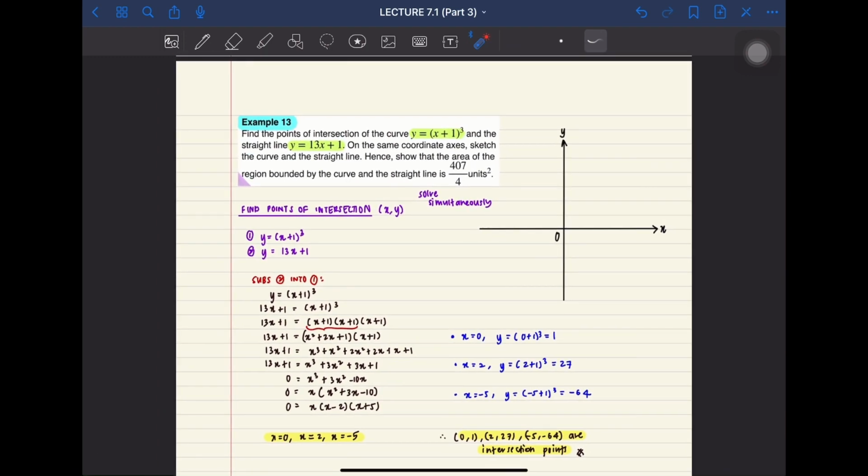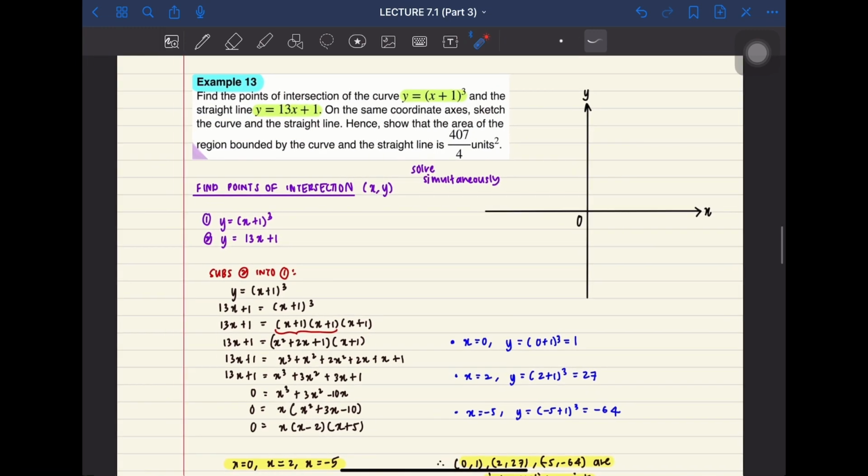So now, on the same coordinate axis, sketch the curve, which is this one, and sketch the straight line, which is this one. So we have to sketch both of them. Okay, so kita kena sketch dulu.